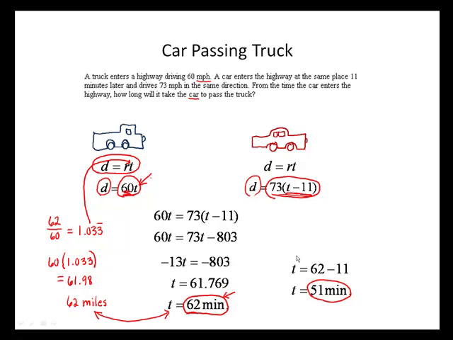Let's now look and make sure how far the car traveled. Well, he traveled this part of an hour, 51 divided by 60, so he traveled 0.85 of an hour. If I multiply that times his rate of speed, his distance is 62.05. There's a little rounding in here, but if I round that off, I know that he has traveled 62 miles as well. So it is indeed true that when the truck has traveled 62 minutes and the car has traveled 51 minutes, both of them will have traveled 62 miles and the car will have caught up with the truck.